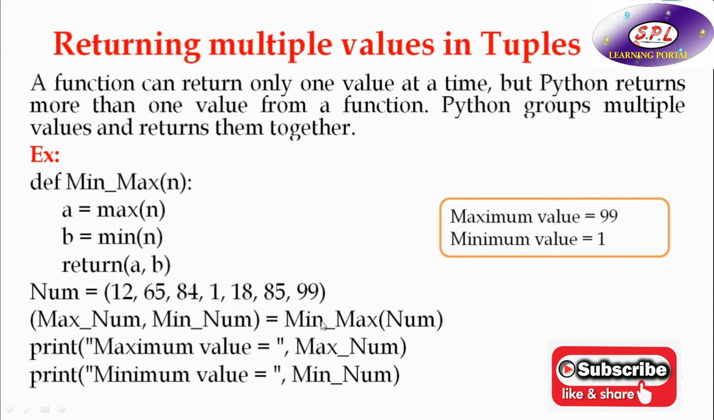Now we are sending min max of num. What is num? It has 12, 65, 64, right? The set of values we are passing to the function min max. The minimum value and maximum value are stored in a and b. Now we are returning the maximum value and also the minimum value from the function like a comma b. So the same a comma b is going to be assigned to the maximum and minimum.